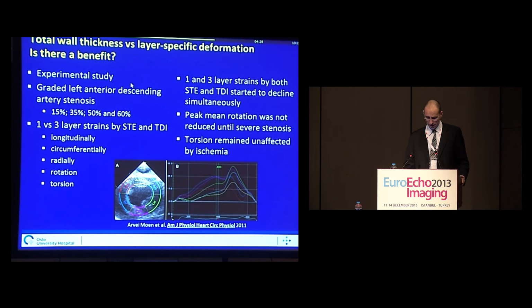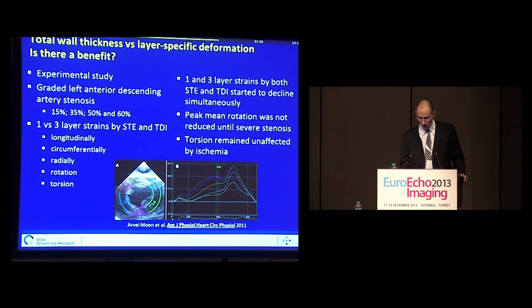The last study, an experimental study from Bergen in pigs, may be more similar to ours. They induced graded left anterior descending artery stenosis from 15% up to 60%, and then they analyzed 1- and 3-layer strains by speckle tracking echocardiography and tissue Doppler imaging. They did it longitudinally, circumferentially, and radially. They assessed rotation and torsion.